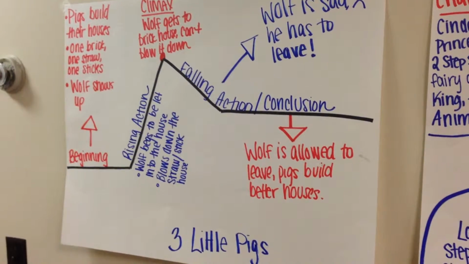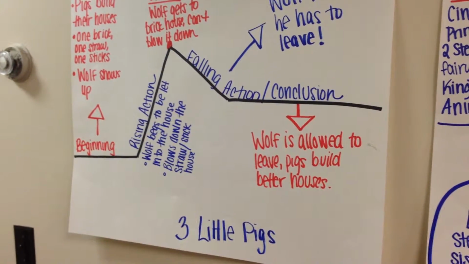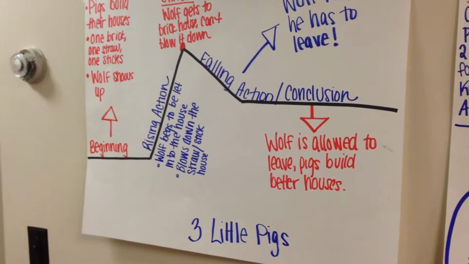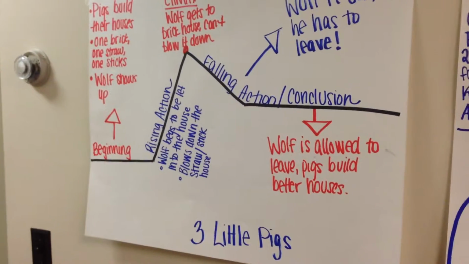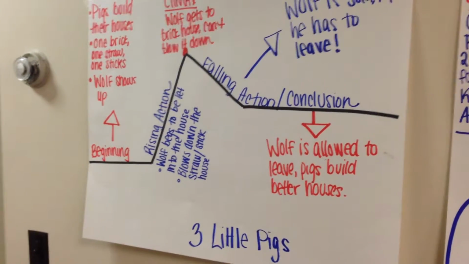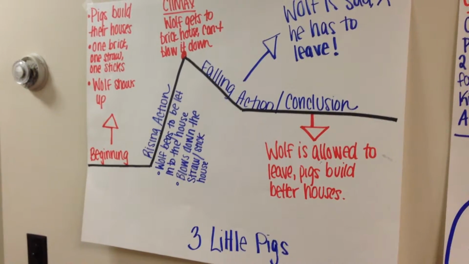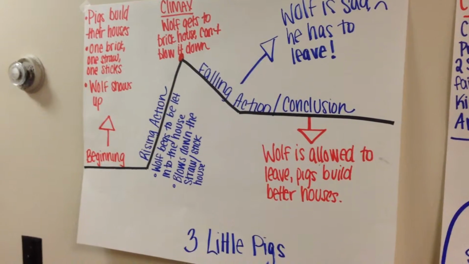Oh, poor wolf. And then we have the conclusion. The wolf is allowed to leave because the pigs decide to build better houses. So what does that mean? Look at that one. We start at the beginning of the story. So if I was going to write a story, I might think, well, the beginning of the 3 little pigs started like this. How do I make my beginning like theirs? So once again, really helpful.